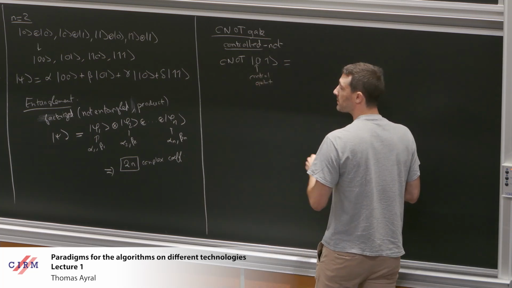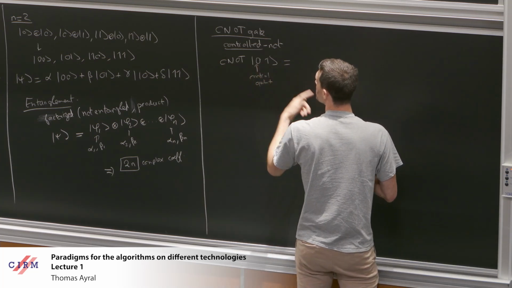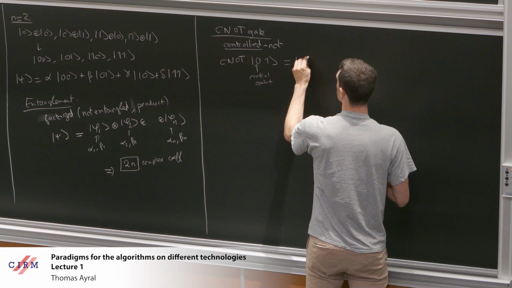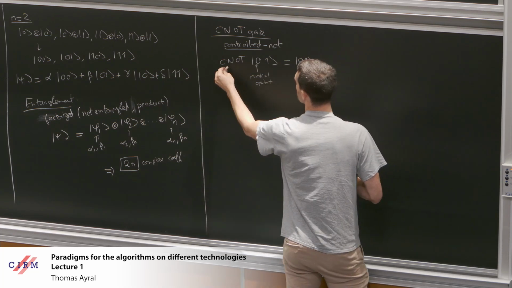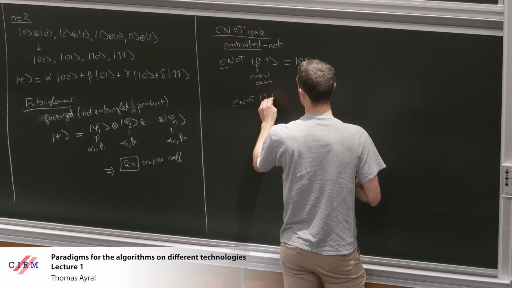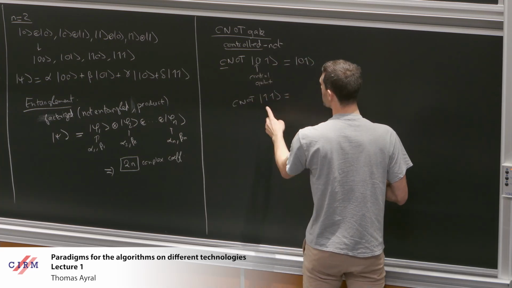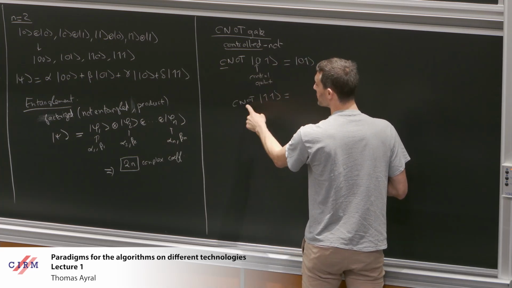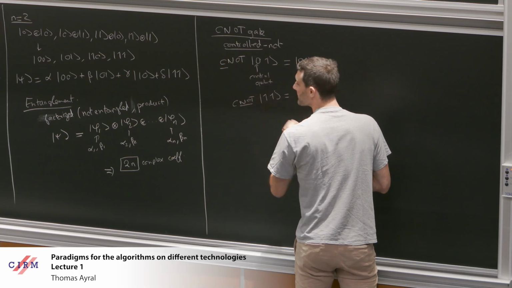If it's 0, then you don't do anything. That's the definition of what a control is. Now, if you do control not, say on 1, 1, then you look at the value, it's 1, so you do something, and what you do is actually the operation that is after the C.